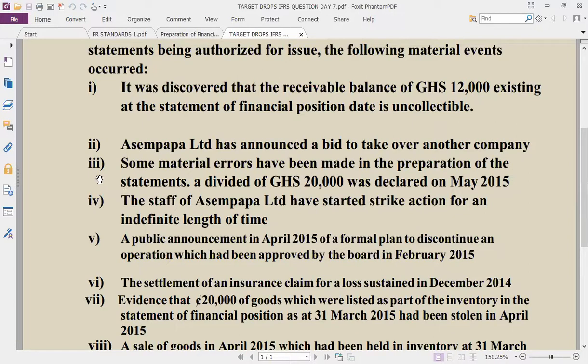Note 3: some material errors have been made in the preparation of the financial statements. Full stop. Let's discuss that one first before I go to the second one. Material errors, mistakes. They have committed mistakes in the financial statements. That suggests that the financial statements are incorrect, so we need to correct all. So that one is adjusting.